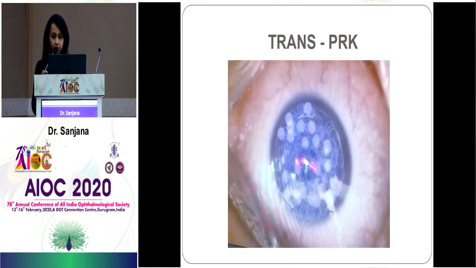We have to remember one thing here, that the epithelium is slightly thinner in the center compared to the periphery. In the center it is about 55 microns, and in the periphery it goes up to 65 microns. So it does a differential ablation based upon the thickness of the epithelium, and following which it does the stromal ablation at the same time.